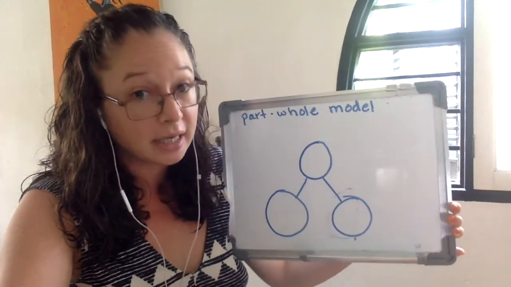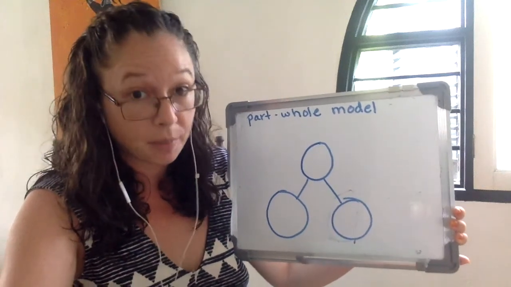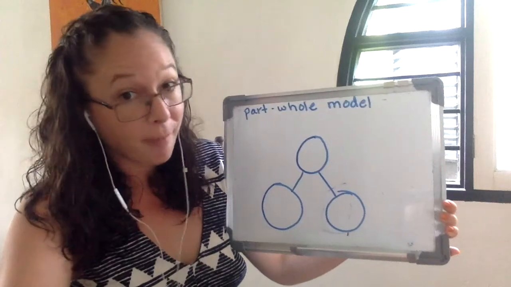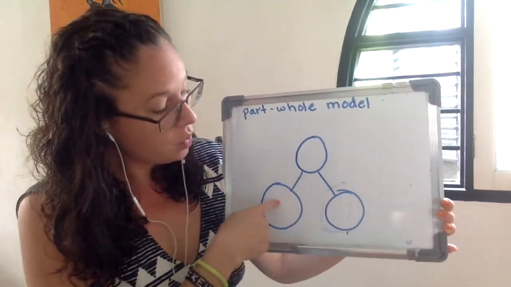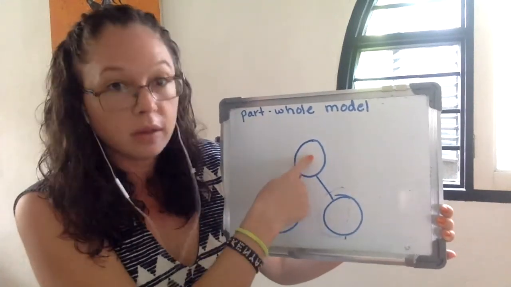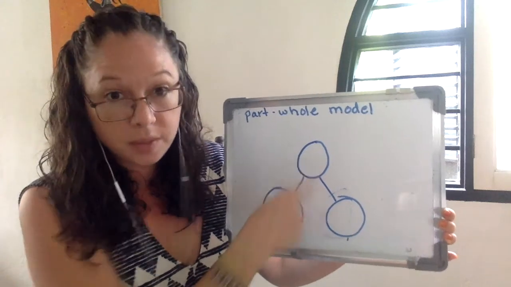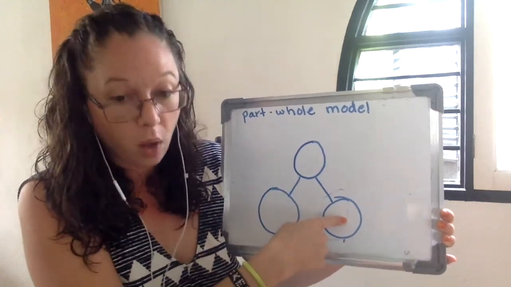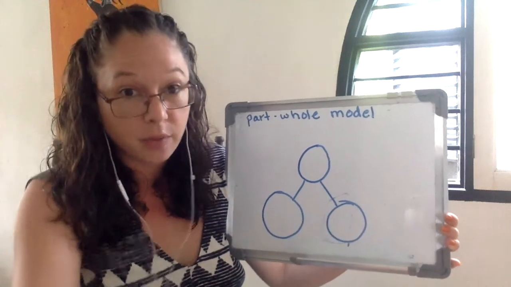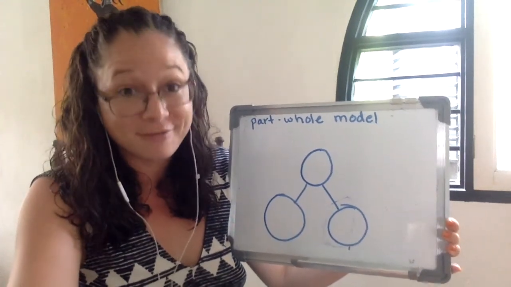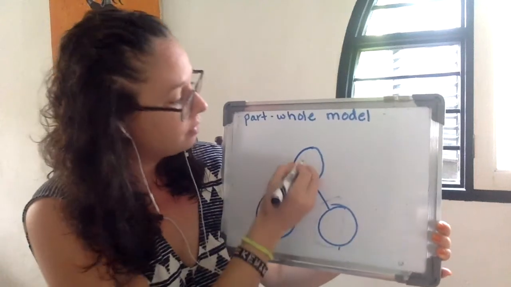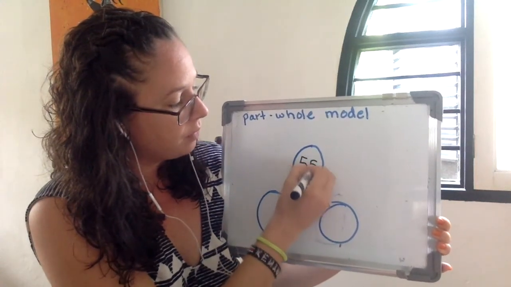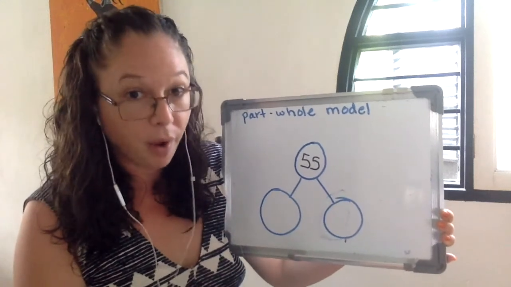Now let's look at exploring the same big numbers using our part-whole model. Remember, the 2 parts equal the whole. We're going to break our whole number into tens and ones. Let's start with our original example of 55. That's the whole, so it goes in this circle. Now we'll look at our 2 parts.